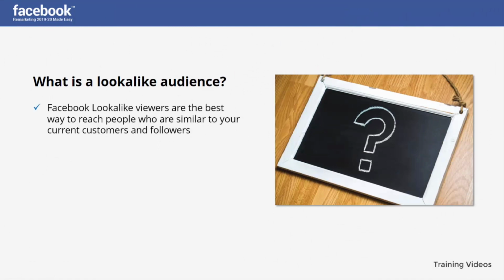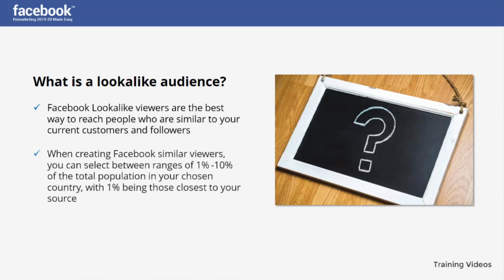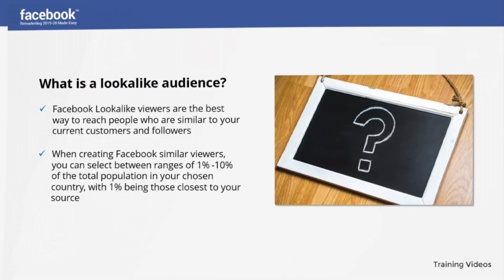What is a lookalike audience? Facebook lookalike viewers are the best way to reach people who are similar to your current customers and followers. When creating a similar Facebook audience, it's best to keep them small compared to targeting 10% of a country's population. It makes perfect sense because Facebook creates a similar audience based on similar people with your custom audience. When creating Facebook similar viewers, you can select between ranges of 1% to 10% of the total population in your chosen country, with 1% being those closest to your source.